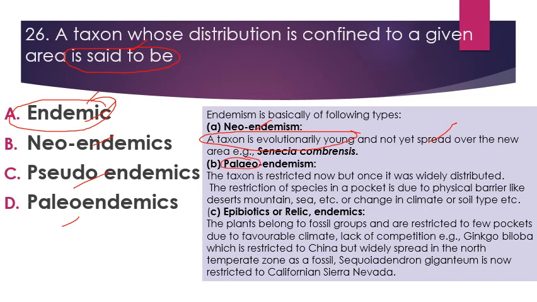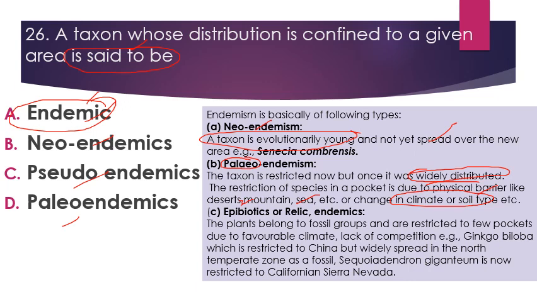So a taxon which is restricted now but once it was widely distributed. Means किसी समय में ये widely distributed था but now it is restricted. The restriction of species in a pocket is due to physical barriers like deserts, mountains, sea, etc. or change in climate or soil type. So जो restriction है, this is because of these physical barriers. Then next type of endemism is epibiotics or relic endemics.